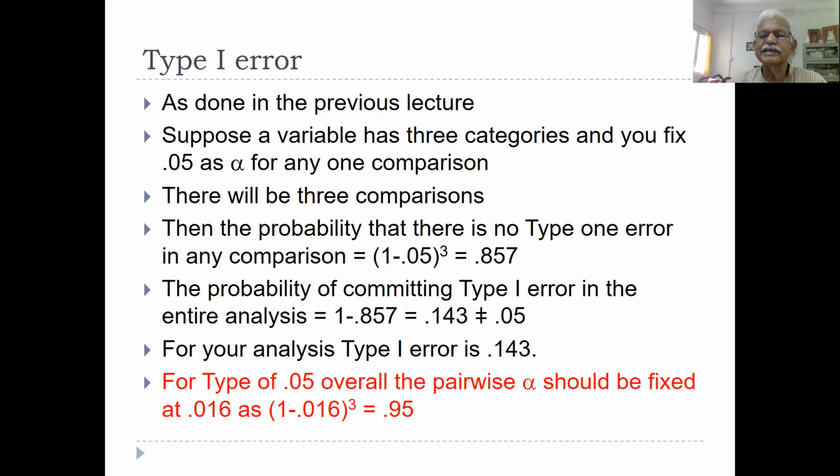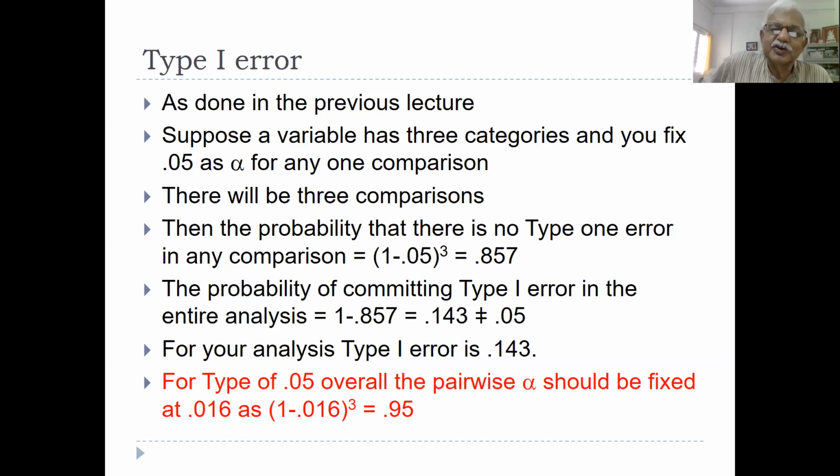Then the probability that there is no type 1 error in any of the comparisons would be 1 minus the probability of committing type 1 error in any one comparison, raised to power 3, or 0.857. Then the probability of committing type 1 error in the entire analysis would be 1 minus 0.857, or 0.143, which is not the same as 0.05. For your analysis, then, type 1 error is 0.143.